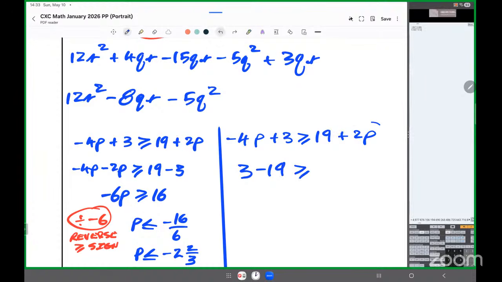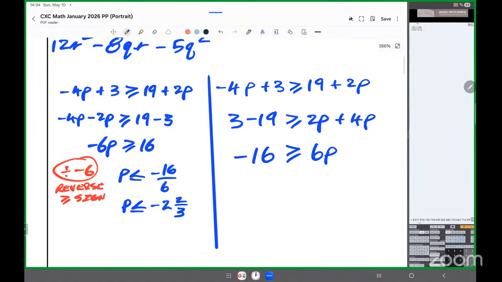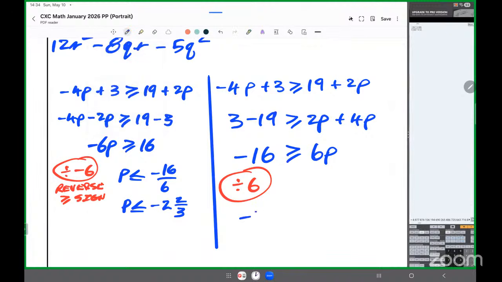You have this 2p on the right side. Then this negative 4p will go over and become a positive 4p over here. Then over here it will become a 6p. And over here it will become a negative 16. Then again, you have to divide by 6 now. That is this 6. But now, because we're dividing with a positive number, we're not reversing the sign. So then we would get, on this side, the negative 2 2/3 again, the same 16 over 6. The sign would be now this way, and you have a p.